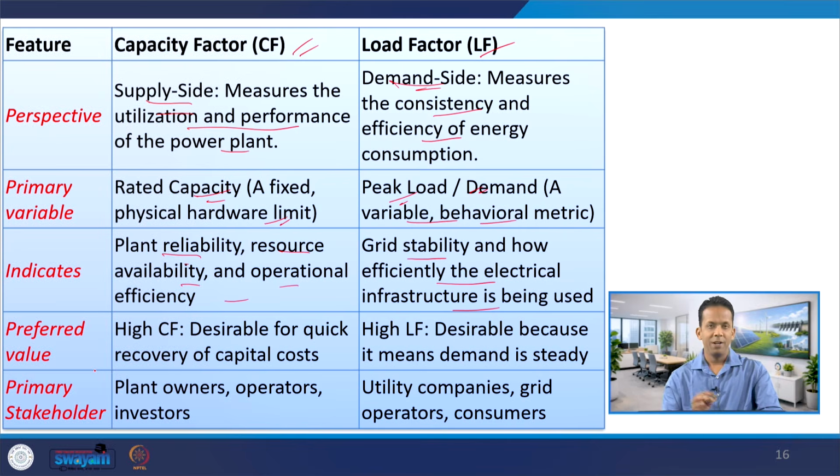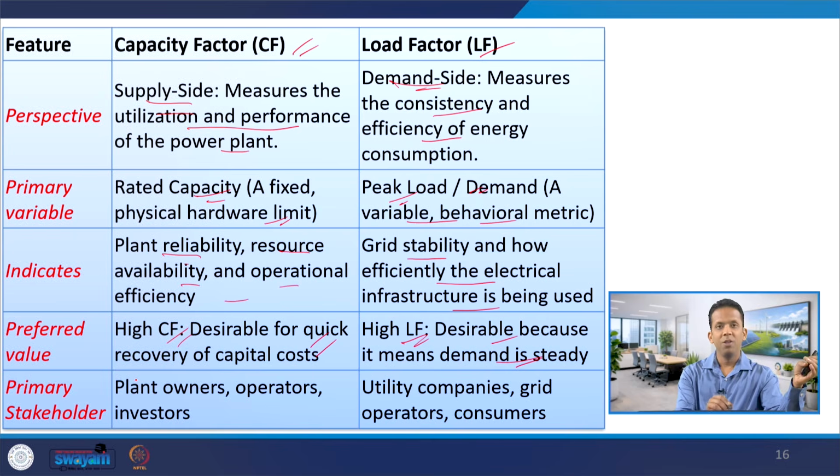The preferred value for both the factors is obviously the higher the better, for cost. If we have a high capacity factor, it can help us lower the unit electricity cost and recover capital cost quickly, because whatever money is invested in setting up that infrastructure is a capital cost, and to recover it soon, maximum utilization of that setup is preferred. A high load factor is also desirable because it tells whether the demand is steady or not, and once it is known that demand for electricity in a region is consistent and steady, new power plants can be designed accordingly.